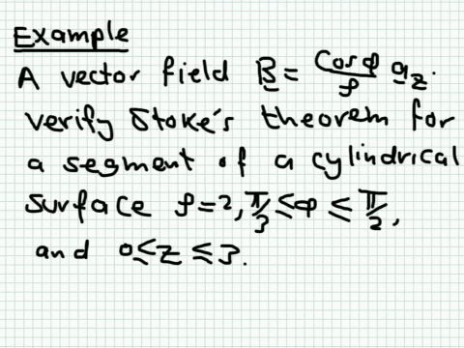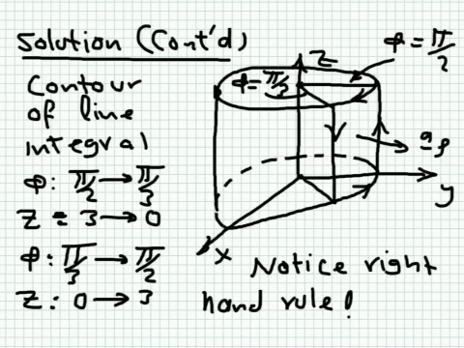Remember, Stokes' theorem relates the integral over a closed contour to the integral over a surface enclosed by that contour. This is very important to keep in mind. So if we draw the surface we are really trying to do the integration on, this is a cylinder of radius rho equal to 2. Here phi is equal to pi over 3, phi equal to pi over 2 is the y-axis, z equal to 0 is the xy plane, and z equal to 3 is this plane here. So the area enclosed by all this is this one here.